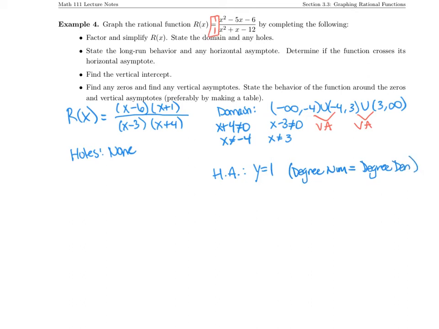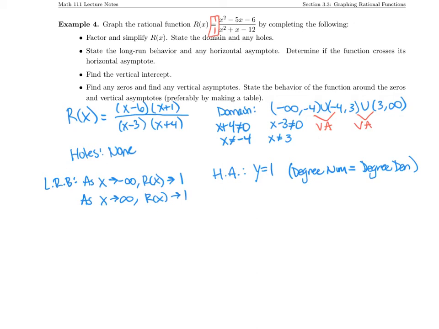Okay? So if we want to find our long run behavior, which I'm going to shorten to LRB, we say that as x approaches negative infinity, r of x approaches whatever our horizontal asymptote was, so in this case 1, and as x approaches infinity, r of x still approaches 1. There you go.